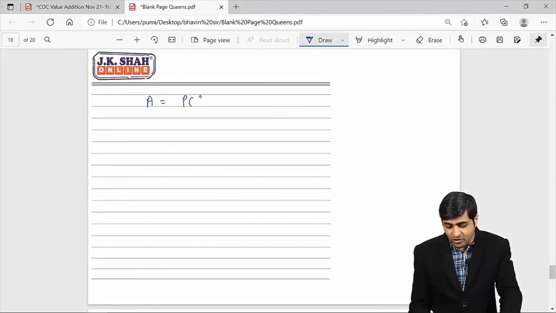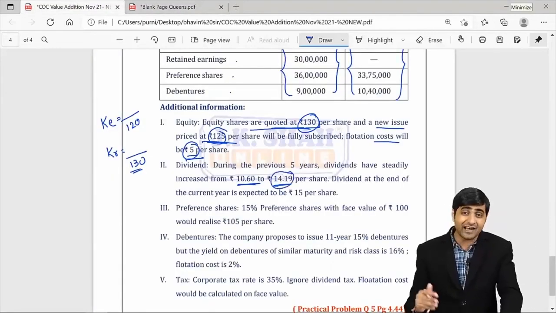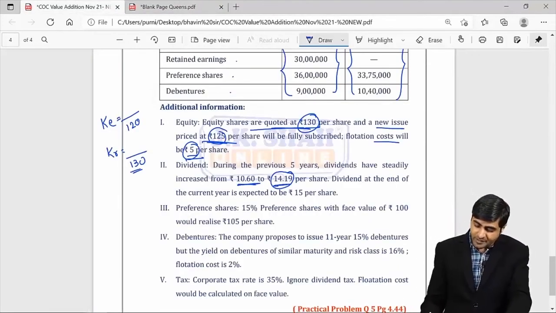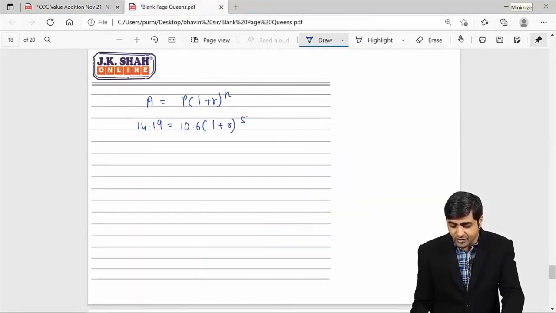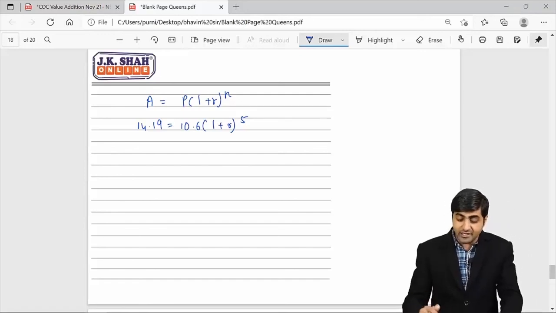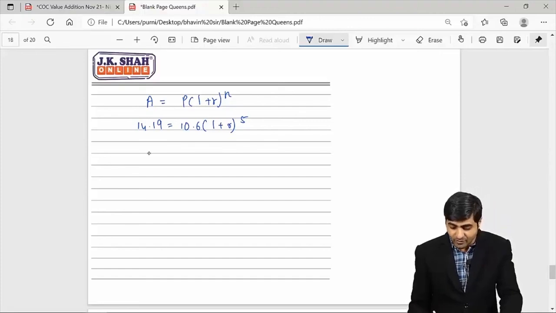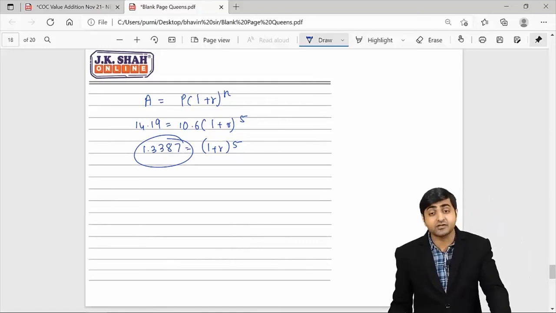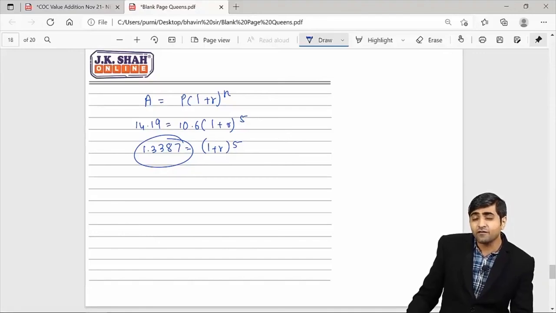As you all are aware, amount is equal to principal into 1 plus r raised to the power n. Now what will be the amount of the dividend at the end of the 5th year? It will be 14.19. What will be your principal? Your principal is nothing but 10.6 into 1 plus r raised to the power 5. So now in this particular case, if you take 14.19 and divide that by 10.6, ultimately you will be getting 1.3387 is equal to 1 plus r raised to the power 5. Now this 1.3387, my dear students, we are going to take into consideration from the perspective of calculation of your growth rate percentage.